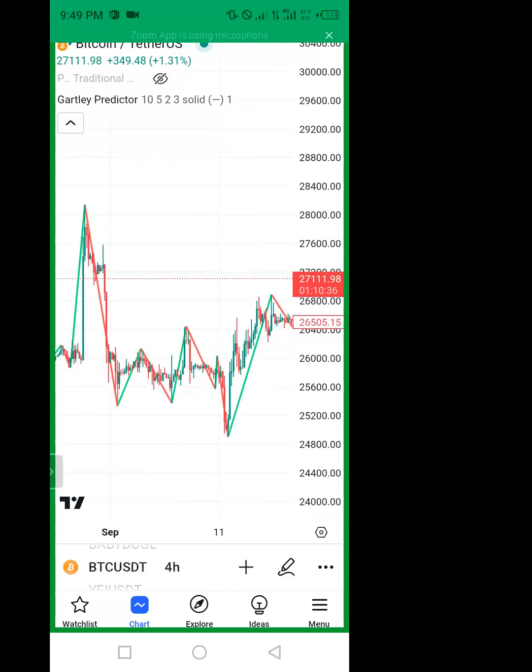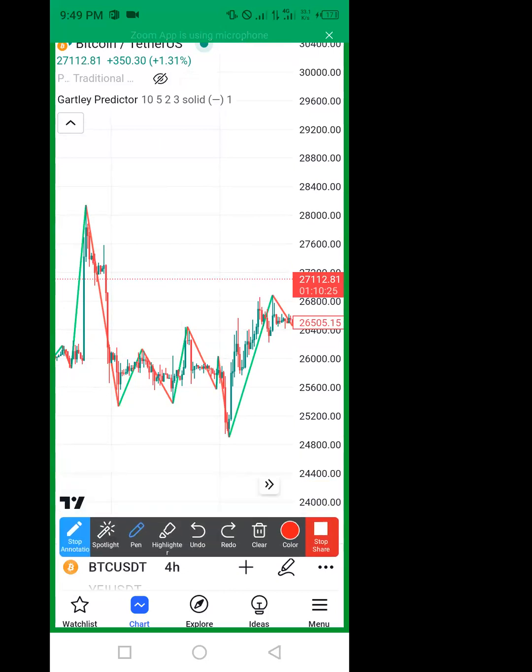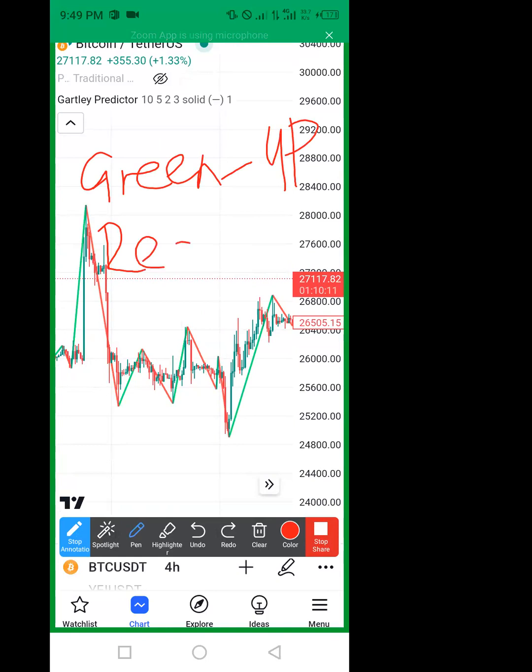Now, the Gartley Predictor is a zigzag line. That's how it looks. The zigzag line has two colors. It has green, which shows an uptrend, and then it has a red one, which shows a downtrend.